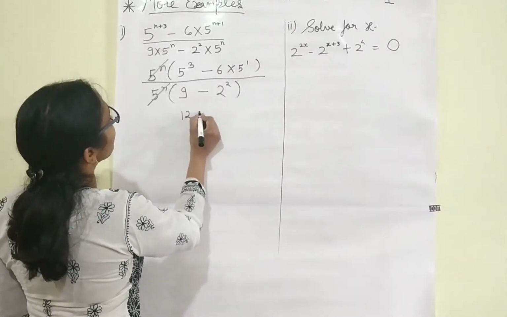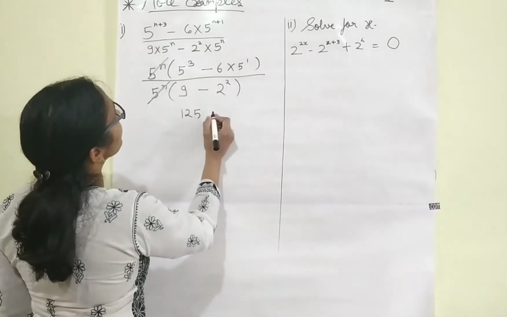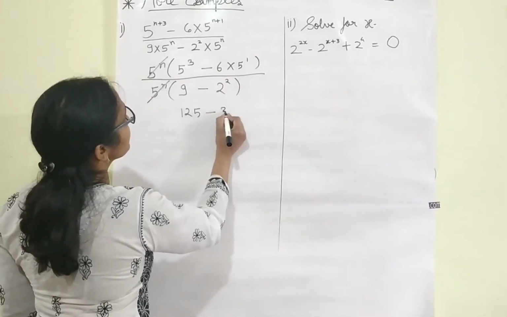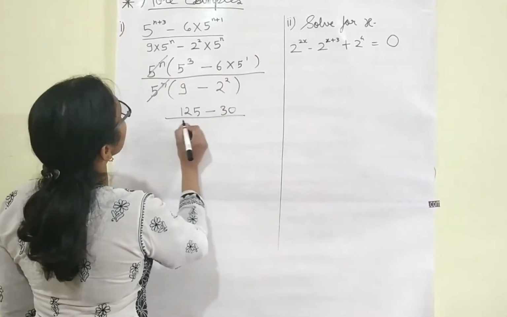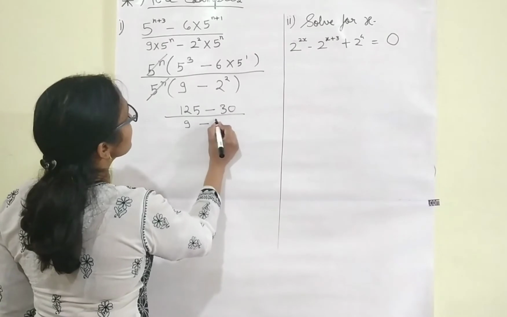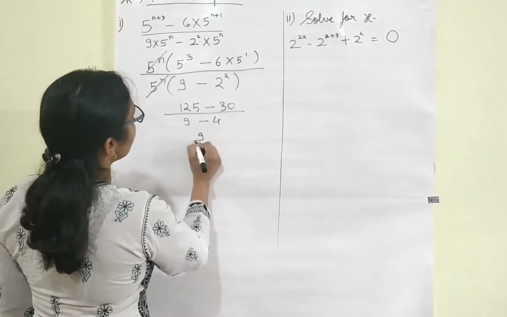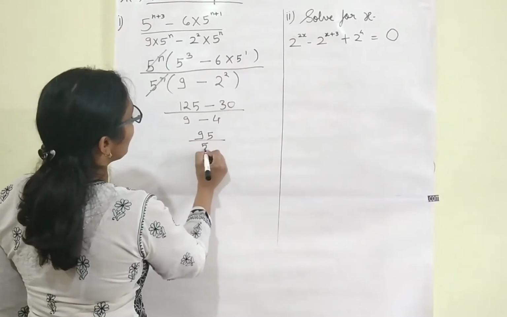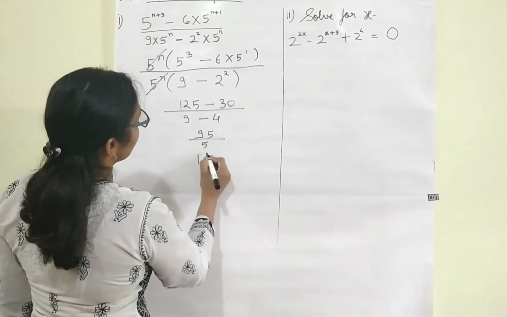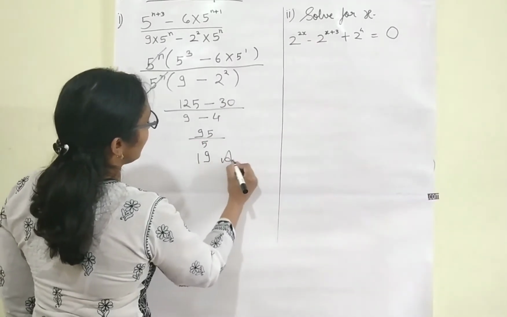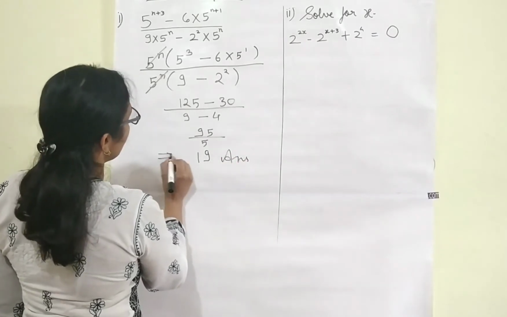Now 125, 5 power 3, 125 minus 6 fives are 30, divided by 9 minus 4. So it will become 95 upon 5, 19. 19 is your answer.